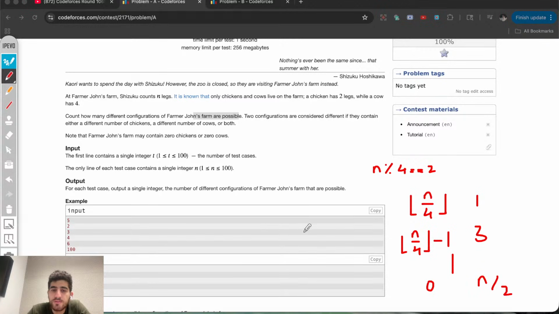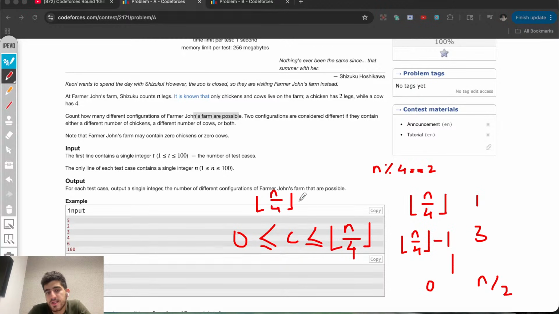So again, the number of cows will be up to floor of n over 4, and it would be at least 0. So again, it would be floor of n over 4 plus 1. So the whole solution will be this.